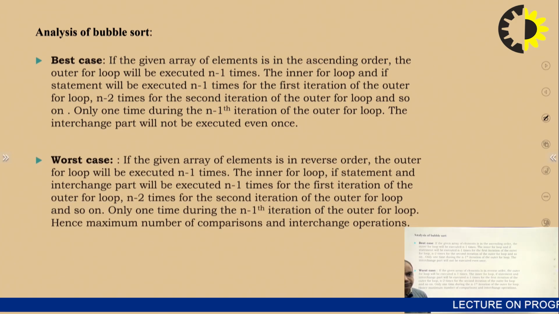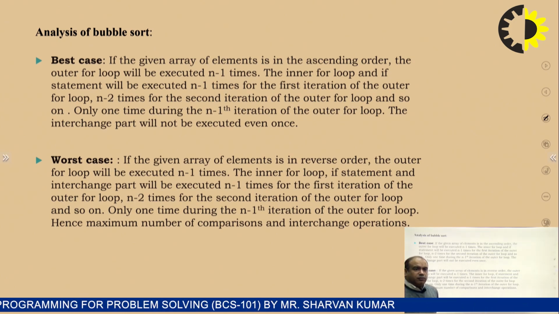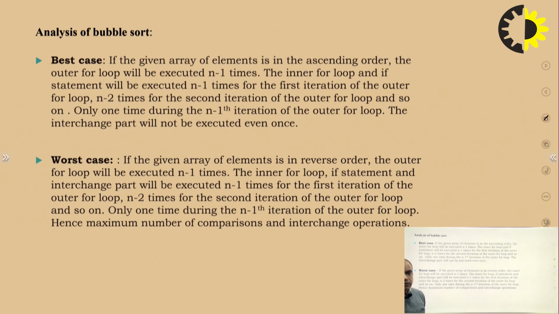If I talk about the worst case, if the given array is in reverse order, the outer for loop will be executed n minus 1 times, and the inner for loop, if statement and interchange part will be executed n minus 1 times for the first iteration of the outer for loop, n minus 2 times for the second iteration, and so on, only one time during the n minus 1th iteration of the outer for loop. Hence the maximum number of comparison and interchange operations will occur.